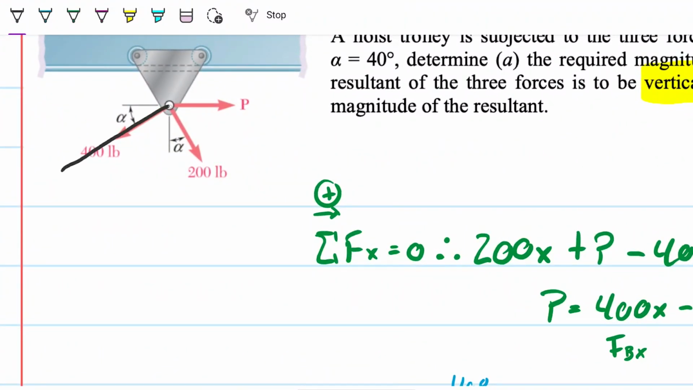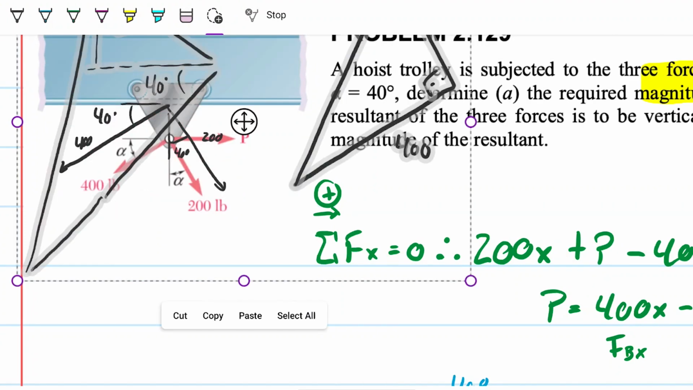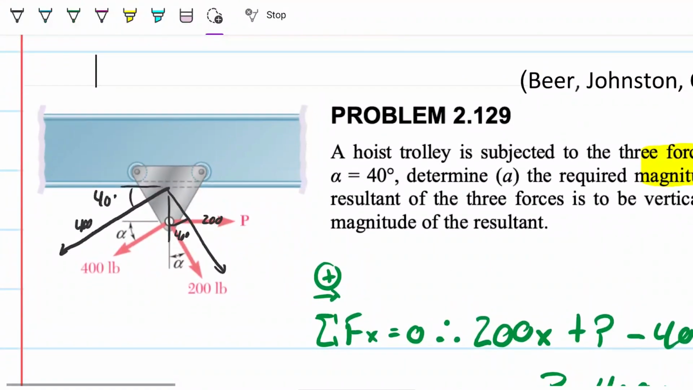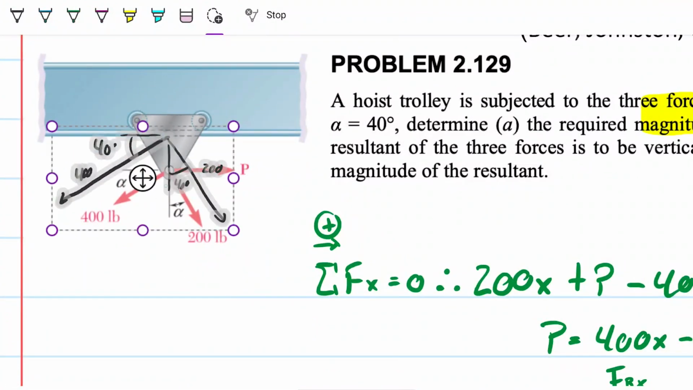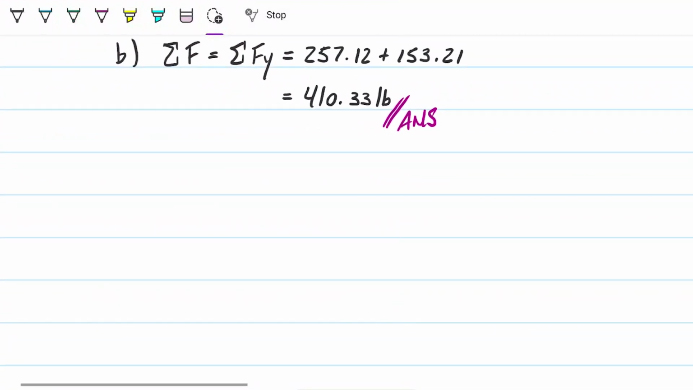So I'm going to just write these down here. This is alpha is 40, so this is 40 degrees. 200, this is alpha, so this is also 40 degrees. This is the 400, this is the 200, and I'm just going to grab these and take them with me. I want to cut this, okay. So this is what we did last time, resultant and all.